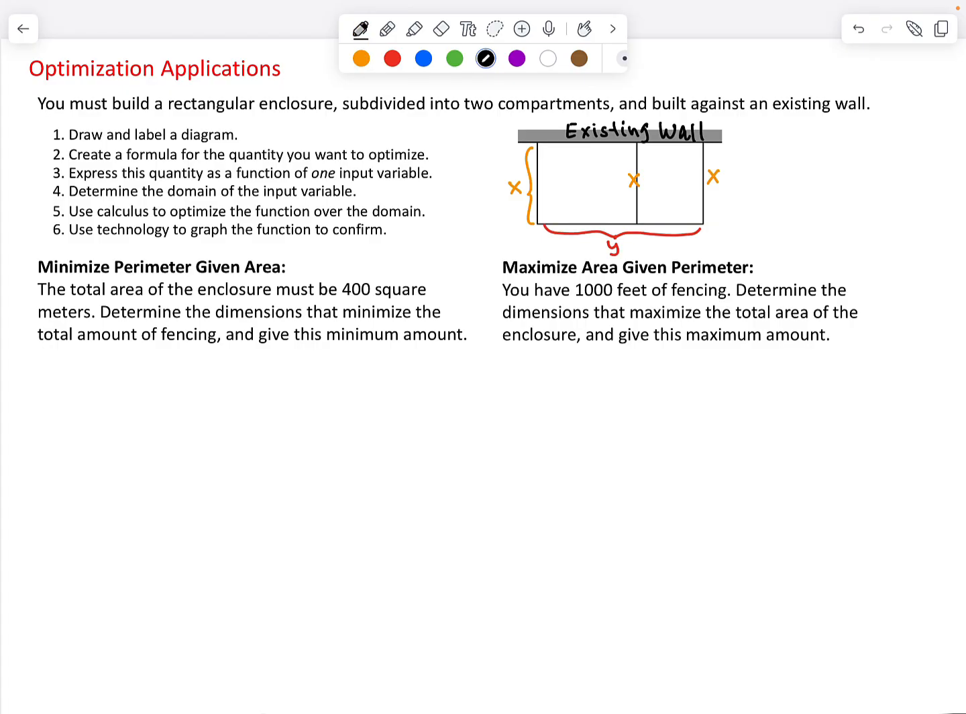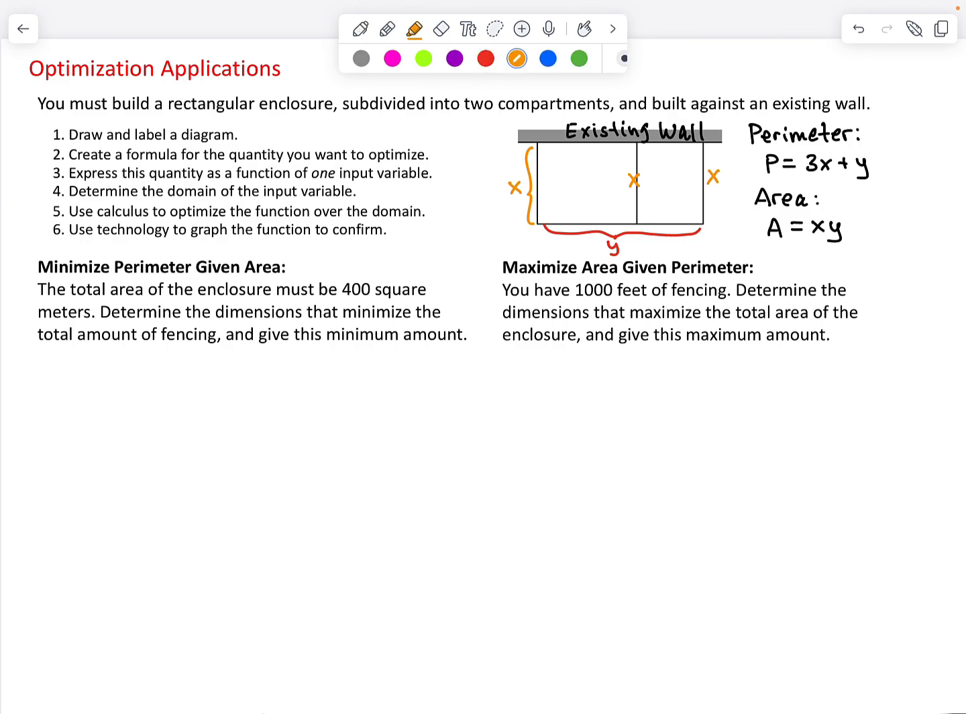The total material, which we'll refer to as the perimeter, would be capital P is equal to X plus X plus X, or 3X, and then plus Y. And then the area of this enclosure, the total area, which means the area of both compartments combined, would simply be the product of X times Y. These are going to be 2 key equations for us moving forward with both tasks on this page.